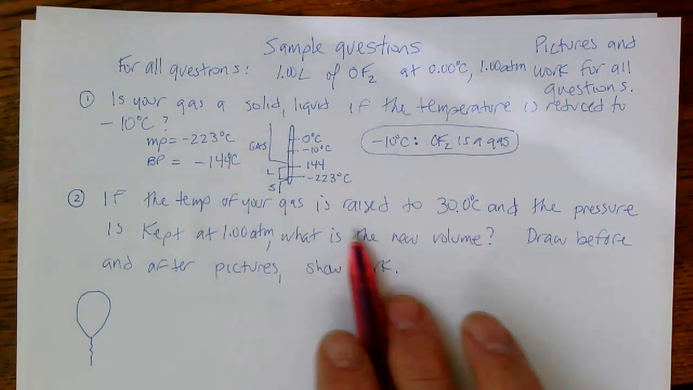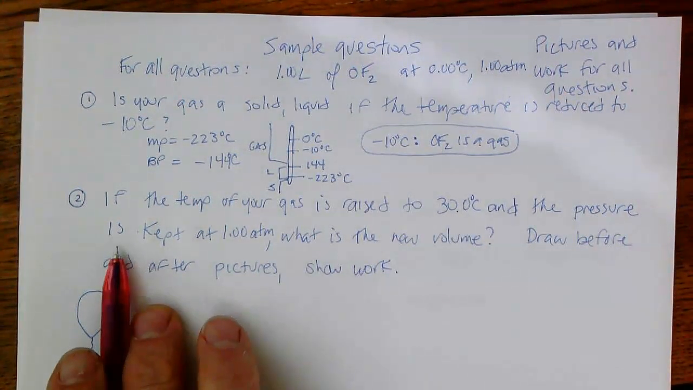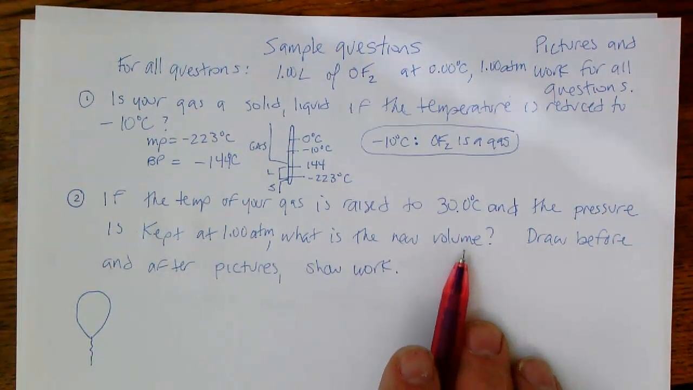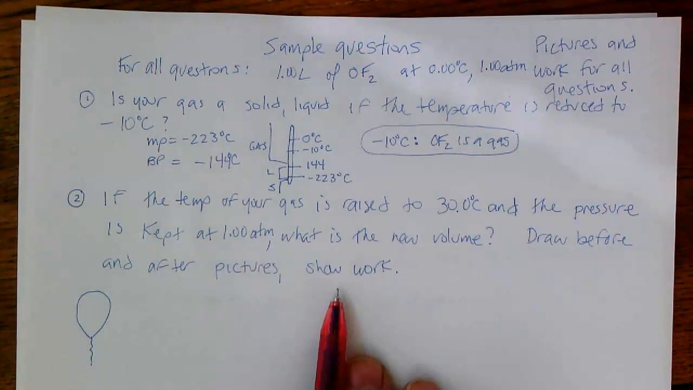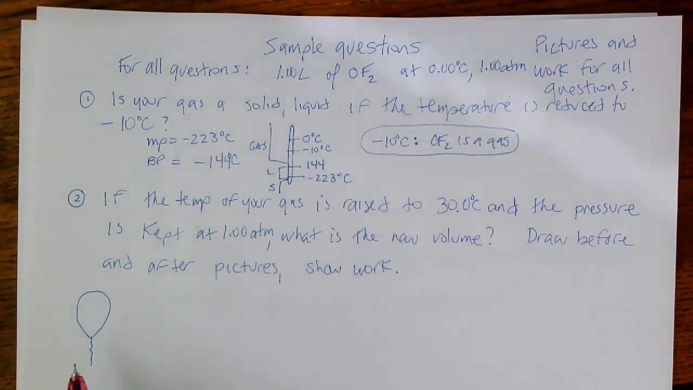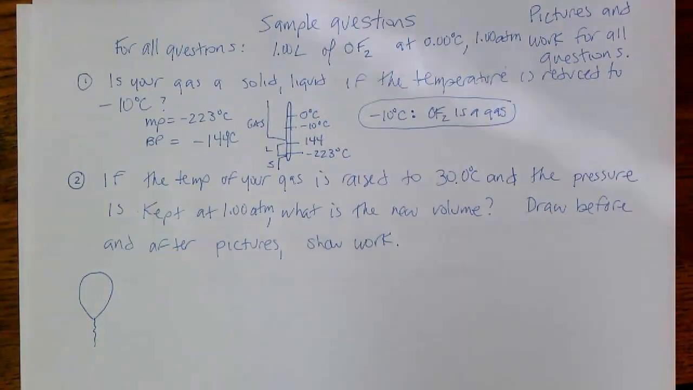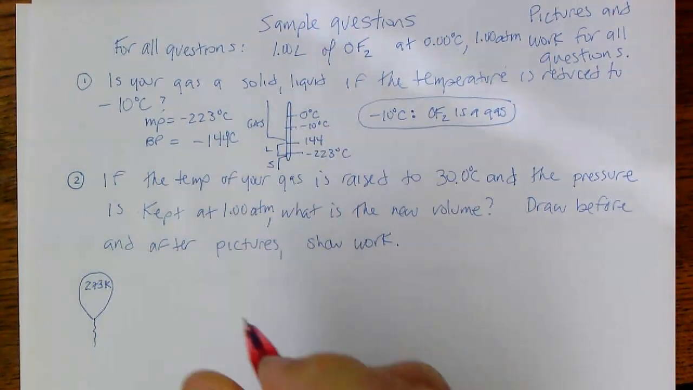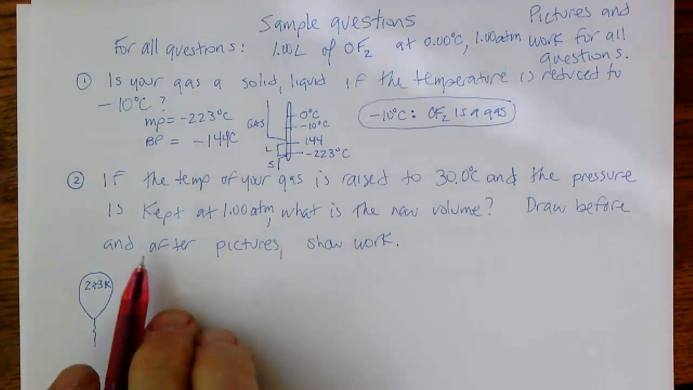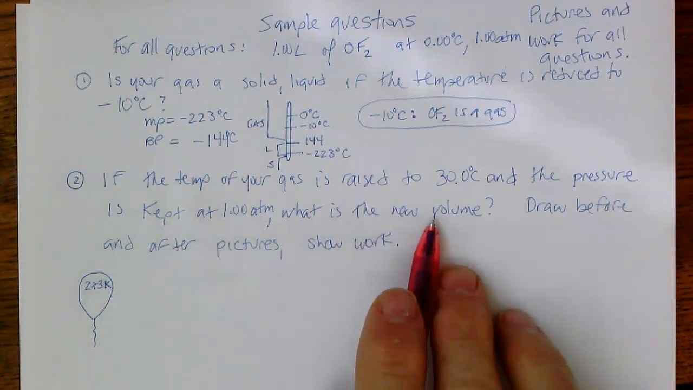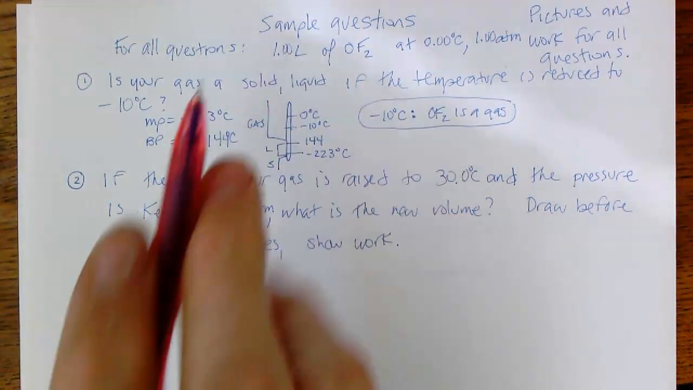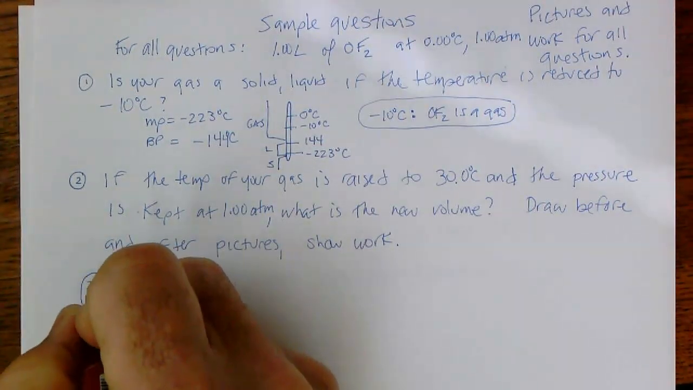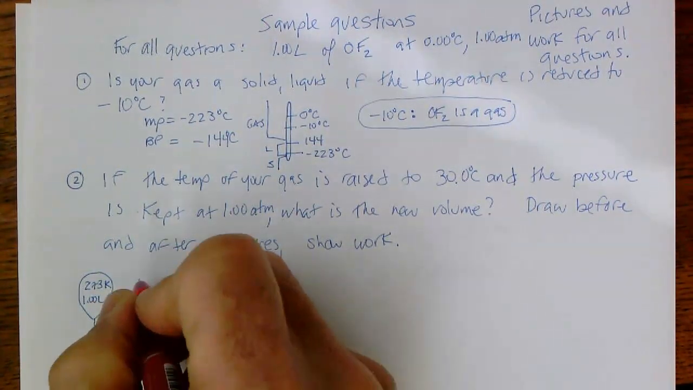So we're heating up a gas a little bit. It's not going to get pressurized. Instead, it's going to get to a new volume. It's going to expand. Draw before and after pictures and show your work. I'm going to draw a balloon, which I've already started to draw. It's initially at 273 Kelvin, and I know the pressure doesn't change, so I won't bother writing that. But the initial volume, I guess, is 1.00 liters, and we're going to heat it up.